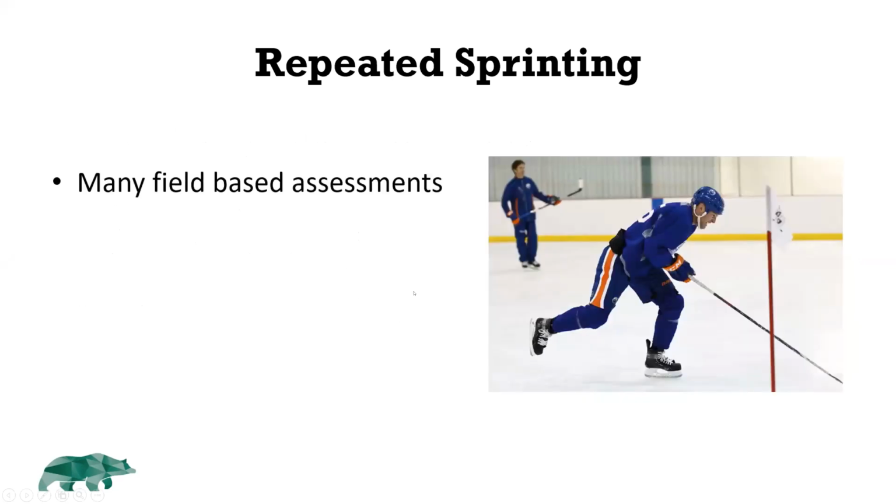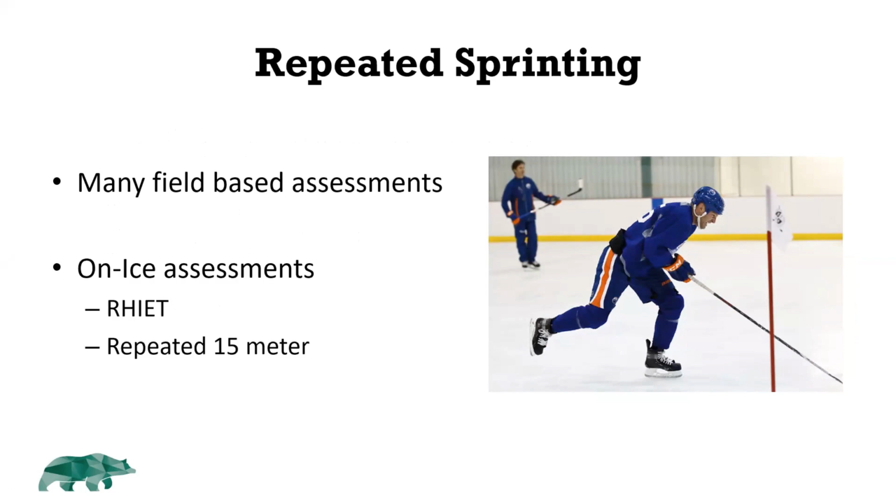So field-based assessments, there's many of them, typically involving running or a cycle ergometer, and they're going to involve 5 to 6 reps of 3 to 6 second maximal efforts repeated every 30 seconds. For on-ice assessments, we have something called the RHIET, or the repeated high intensity endurance test. This is a test where basically the player is going to have to skate the full length of the ice and back and repeat that effort every 30 seconds. Even some of the best skaters in the NHL, this is an effort that's going to take them roughly 12 seconds in their first rep. So the problem arises there where it's basically turning into more of an aerobic assessment than anything.